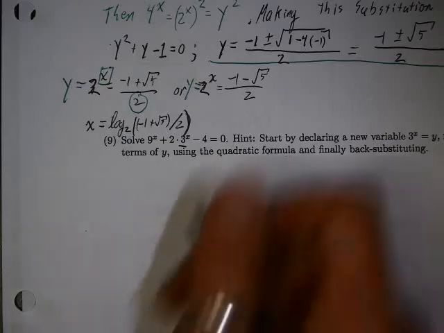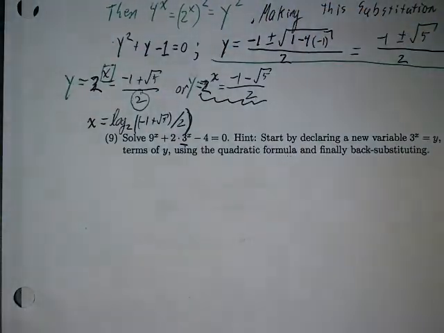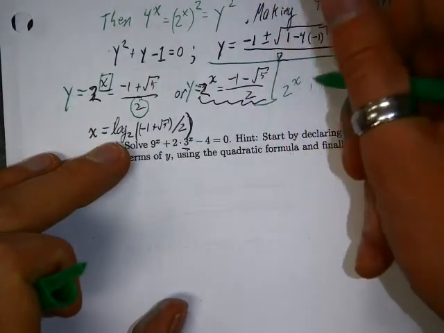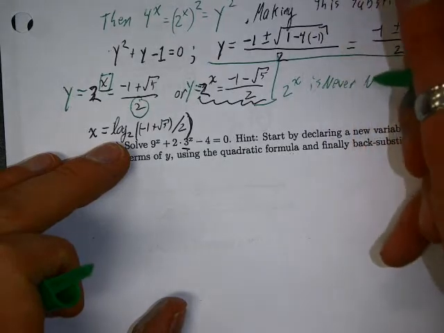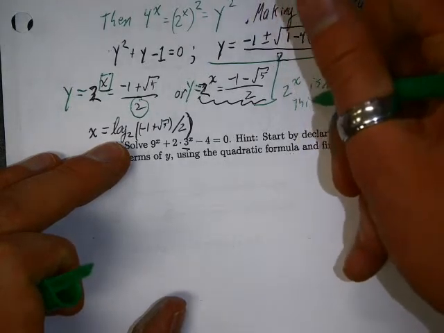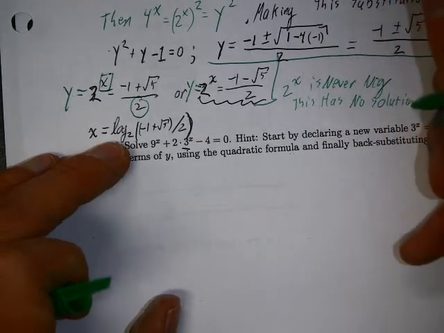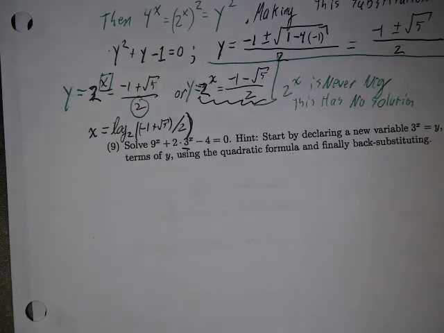So does this have any solutions? Sorry, 2 to the x. 2 to the x is never negative. So for this solution, you see that 2 to the x is never negative. This has no solutions. And when you said we should check for domain, this is exactly what you meant. See if those are actually valid things for 2 to the x to be equal to. So let's do one more example like this.